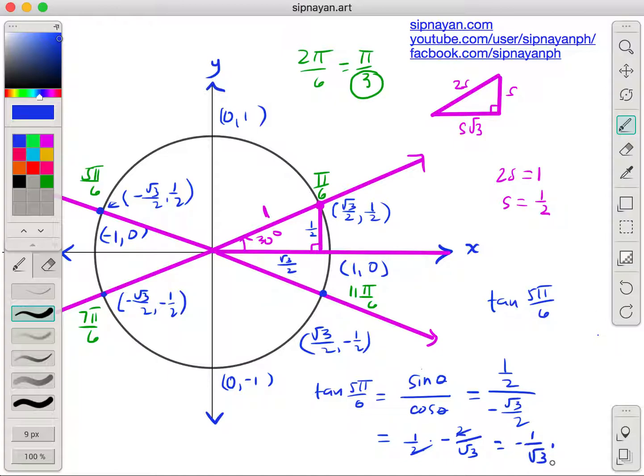Or, para matanggal yung ating radical sa denominator, nira-rationalize natin, di ba? So, that's negative 1 over square root of 3 times square root of 3 over square root of 3, which is equal to negative square root of 3 over 3. Okay, so ito yung tangent 5 pi over 6. No? Yan yung mga computations na dapat natin i-practice, no, sa mga susunod na mga videos. No? So, susunod, gagawin natin is yung pi over 3 naman yung denominator.